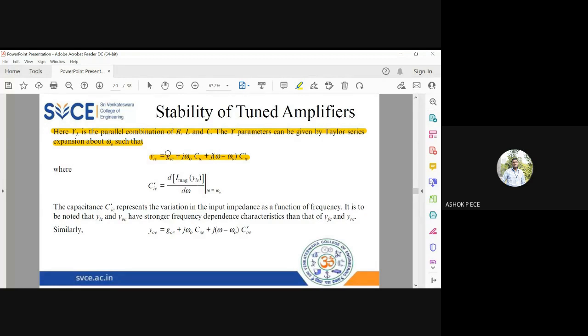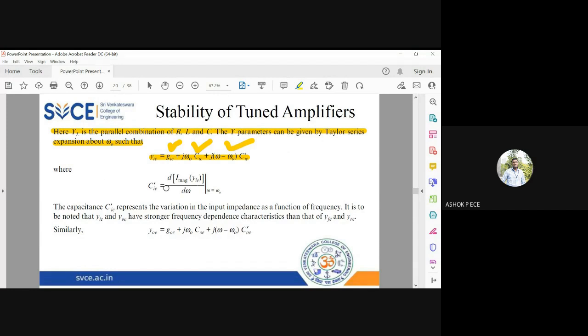So Y_IE equals G_IE plus j omega naught C_IE plus j into (omega minus omega naught) into C_IE dash, plus you will also have terms like j into (omega minus omega naught) whole squared into C_IE double dash. It's an infinite Taylor series and it goes on, but I am considering the first DC term plus our fundamental frequency terms: j omega naught C_IE plus j into (omega minus omega naught) C_IE dash. So I am considering these terms and neglecting the remaining terms from the Taylor series expansion of the Y parameter.